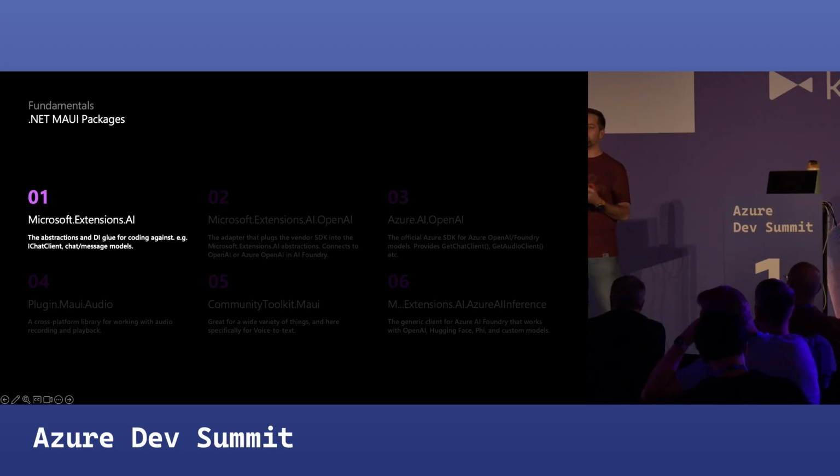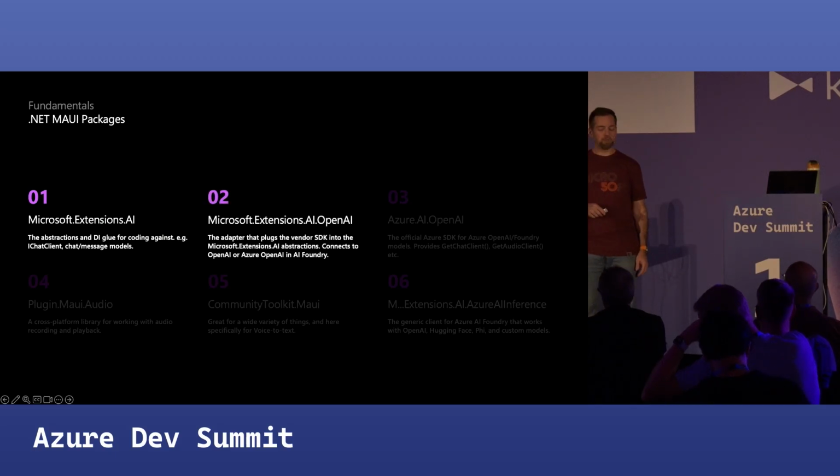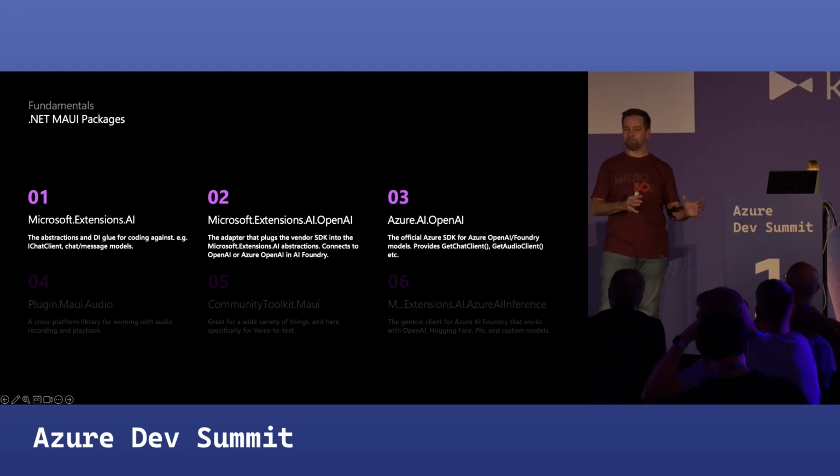So if you're using OpenAI, Azure AI, Onyx, Foundry Local, or Ollama, and there are probably others, there are compatible Extensions AI implementations of those things. For our purposes, we're going to use the OpenAI package, which gives us the wrapper. It's the glue between Microsoft Extensions AI and the official Azure AI OpenAI package.